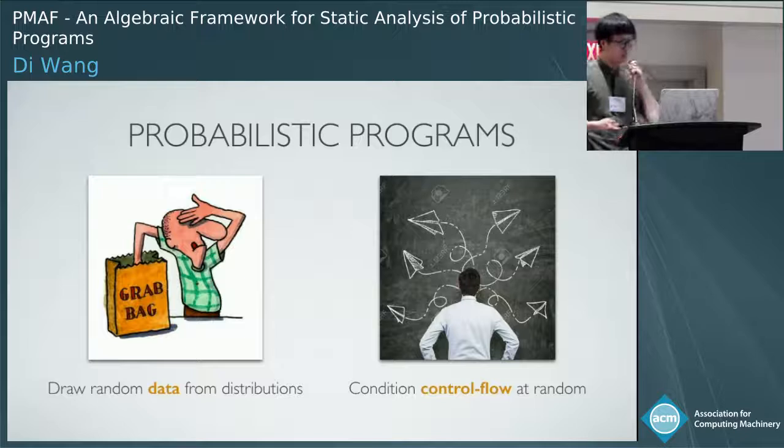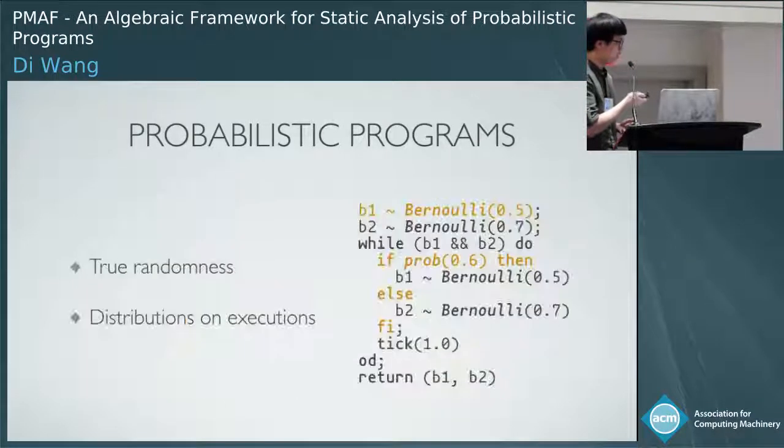From the previous talk, I think you already know what probabilistic programming is. It's just like standard programs with two new constructs. One is that you can draw random data from a distribution, and the other is that you can condition your control flow at random. To illustrate that, I'll use this program on this slide as the running example of my talk.